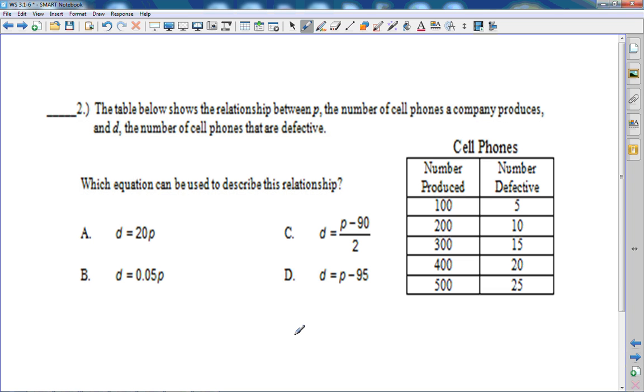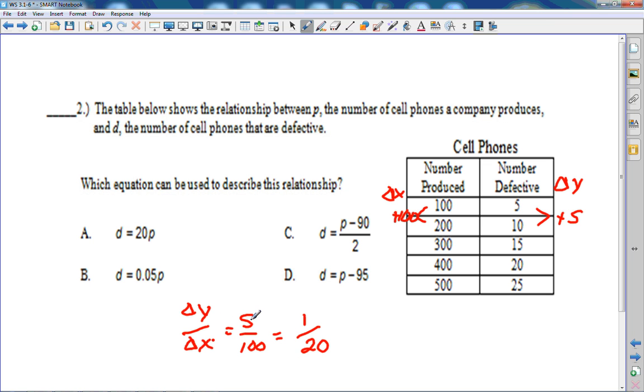Next one, right here. There's a couple different ways you can do this one. One way would be just to go in your calculator and press y equals, put 20x, and press second graph and see if this is what you get. Well, let's go ahead and work this out by hand. Delta y, the change in y, is plus 5. Delta x is plus 100. I'm going to find my slope. Delta y over delta x, I get 5 over 100. If I reduce that, I get 1 over 20.